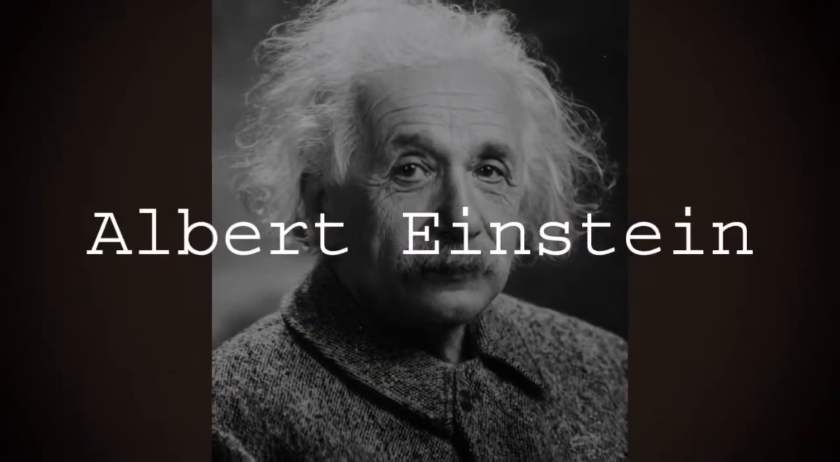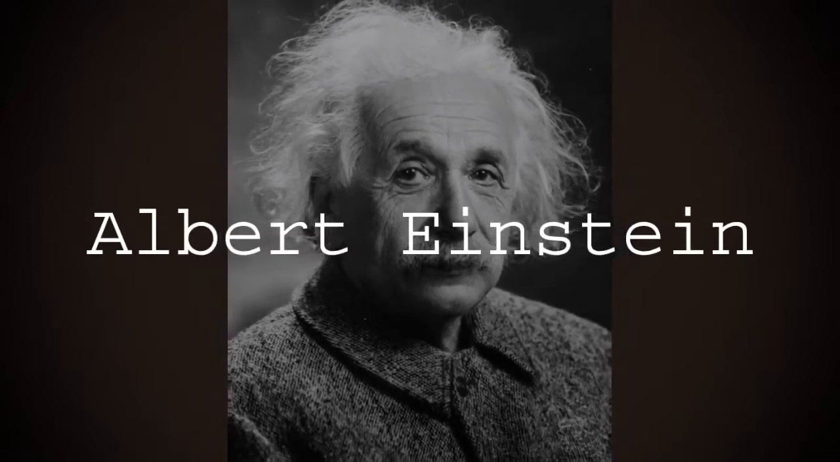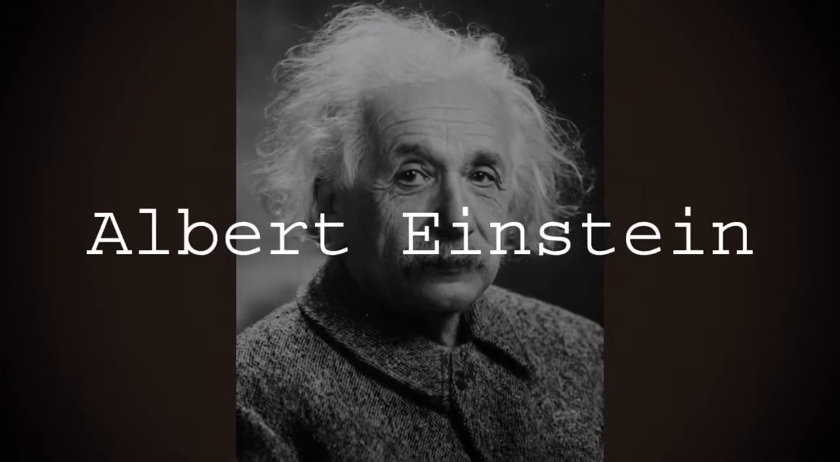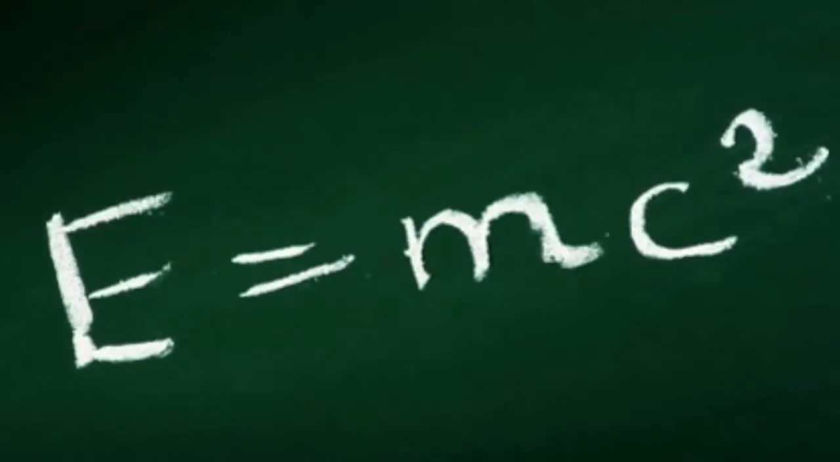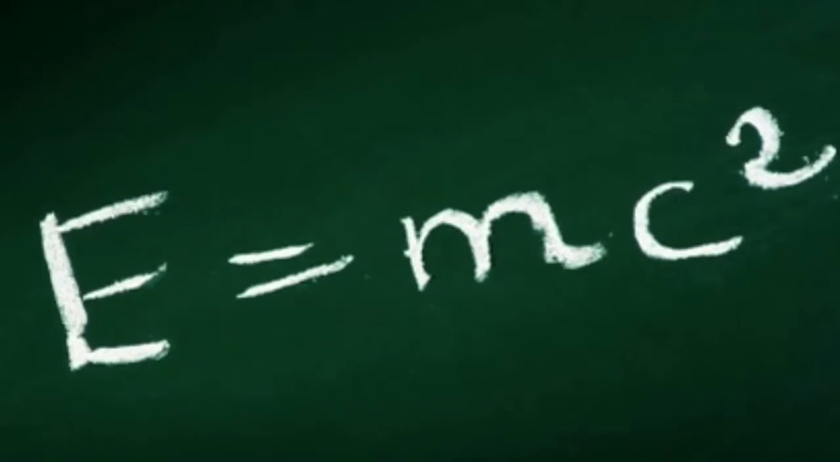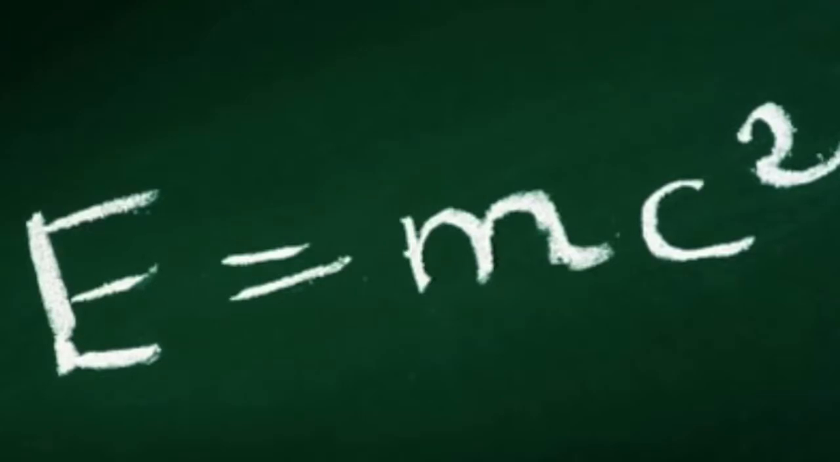Albert Einstein was a German-born theoretical physicist, or a quantum physicist. He developed the theory of relativity, one of the two pillars of modern physics. Albert Einstein's equation E equals mc squared is energy, mass, and the speed of light, c squared. Mass and energy have an equivalence.